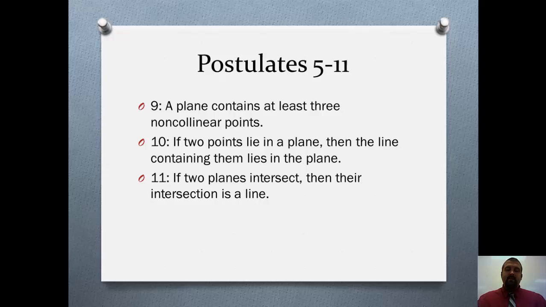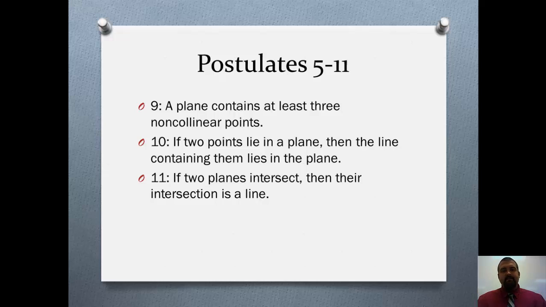And postulate 10, if 2 points lie in a plane, then the line containing them lies in that plane. So if I have 2 points, there's always one line I can draw through them. Well, postulate 10 just goes that step further. If 2 points are in one plane, then the line that goes through both of them is also in that same plane.